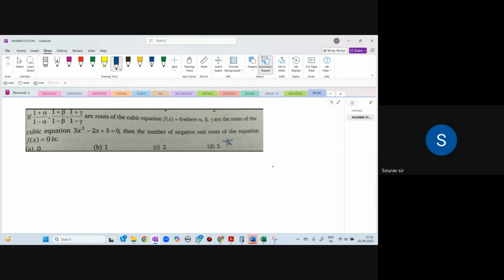Anyone? Sir, can we use Descartes' rule of sign? We will use Descartes' rule of sign, but we have to get the equation before that. They are not asking the number of roots of this equation. They're asking the number of roots of fx. So I have to find fx. You're right, but that's the second step. How will I find fx?